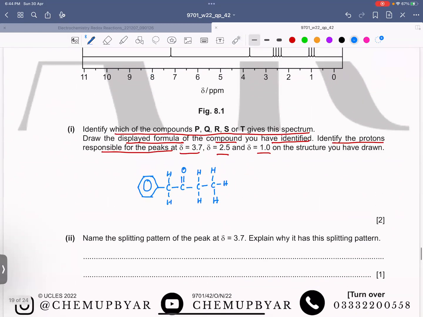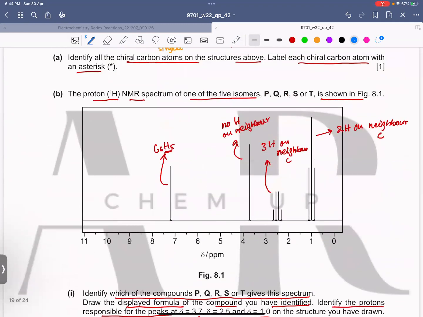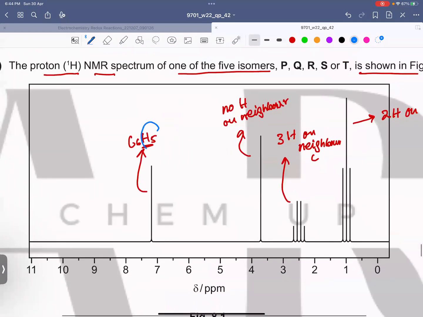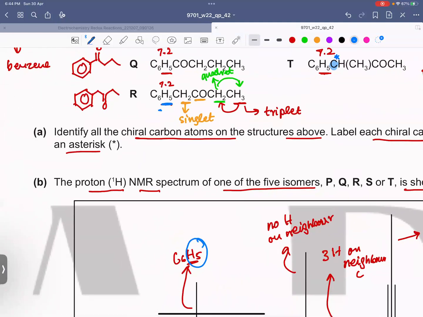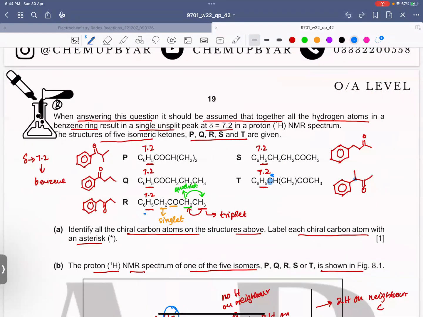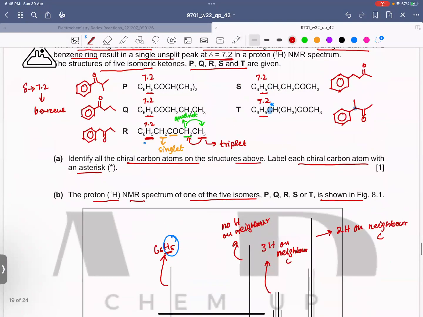Yes, sir. Sir, in the above spectrum, we have two singlets. What's the other singlet? That is of these hydrogens. See, I have already mentioned that is of these hydrogens, that 7.2 that we have already discussed initially, because they have given us that at chemical shift 7.2, you are going to observe one single peak of these hydrogens that are in the benzene ring. Okay, sir. So that is actually the common signal which is going to be observed in all of P, Q, R, S, and T, because all have this C6H5 group.